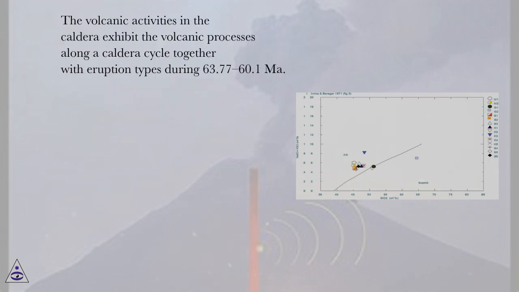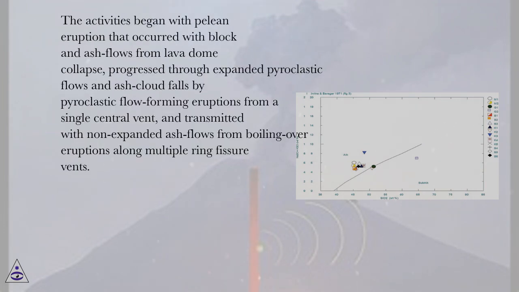The volcanic activities in the caldera exhibit the volcanic processes along a caldera cycle, together with eruption types during 63.77 to 60.1 Ma. The activities began with Pelean eruption that occurred with block and ash flows from lava dome collapse, progressed through expanded pyroclastic flows and ash cloud falls by pyroclastic flow forming eruptions from a single central vent, and transitioned to non-expanded ash flows from boiling over eruptions along multiple ring fissure vents.